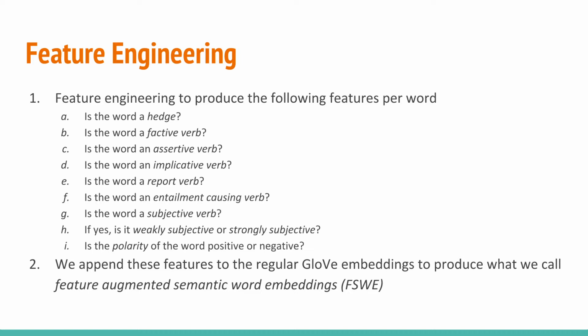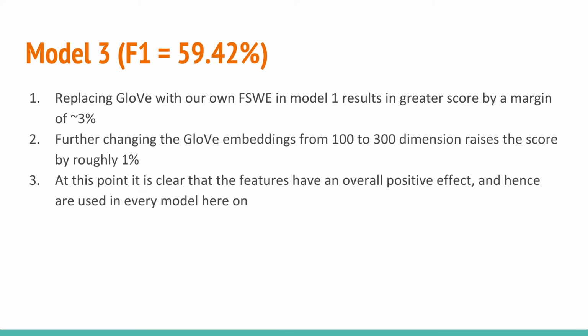The idea is that the features reflect subjectivity, and since sentiment is a highly subjective phenomenon, these features should help bring emphasis to it. What we do is that we create a feature vector and we append this to our regular glove embeddings to produce what we call feature augmented semantic word embeddings, or FSWE for short. In the rest of our models, we will be using FSWE everywhere, as is quite clear after we look at model 3.